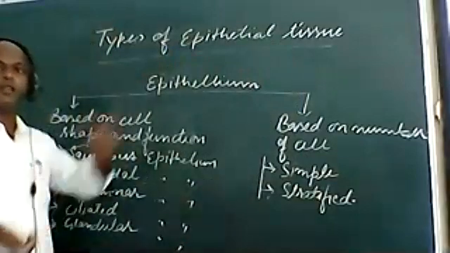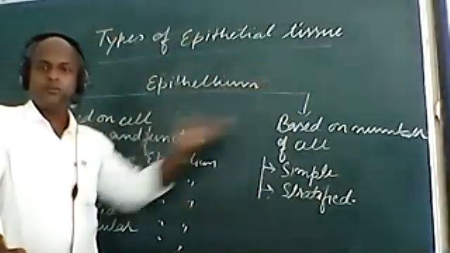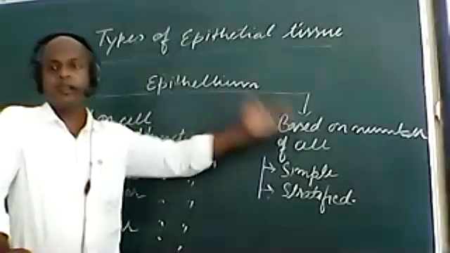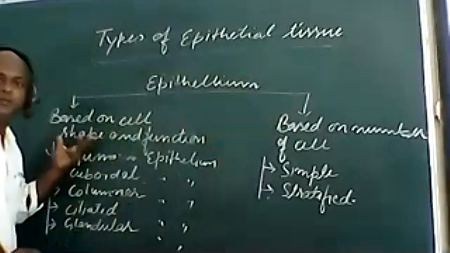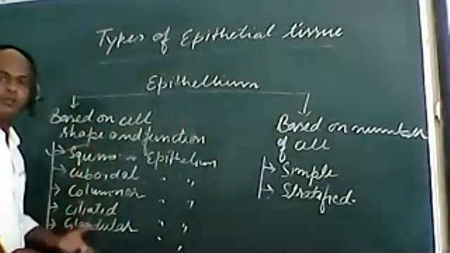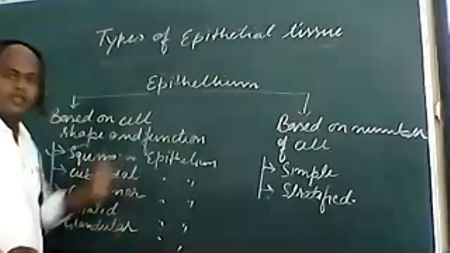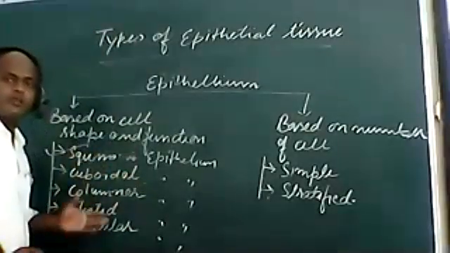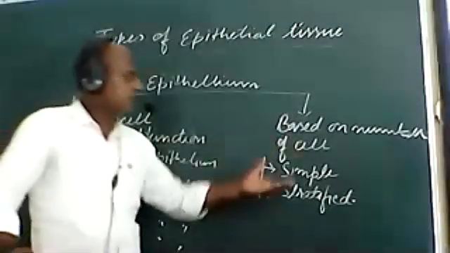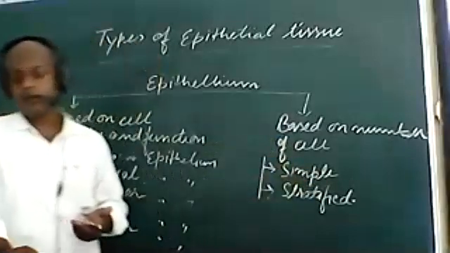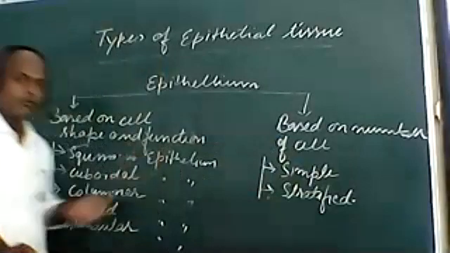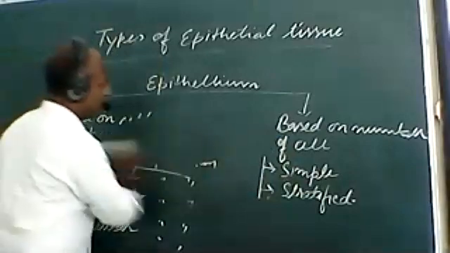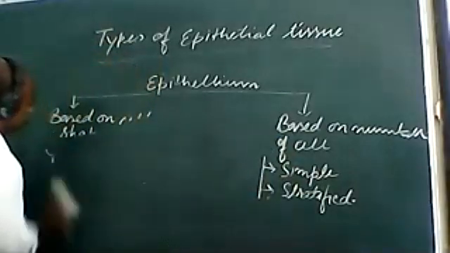Is it clear, students, the types of epithelial tissue? It is of two types, on the basis of cell shape and function, and on the number of cells. On the basis of shape and function, there are different types of epithelial tissue from squamous to glandular. इसके आगे भी होता है, germinal भी होते हैं, sensory भी होते हैं, but these are given in your syllabus, and on the basis of number of cells, there is simple and stratified epithelium. Now, we will discuss squamous epithelial tissue in detail. One by one, we will study all the different types of epithelium.